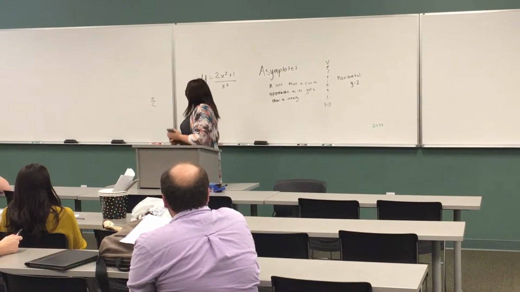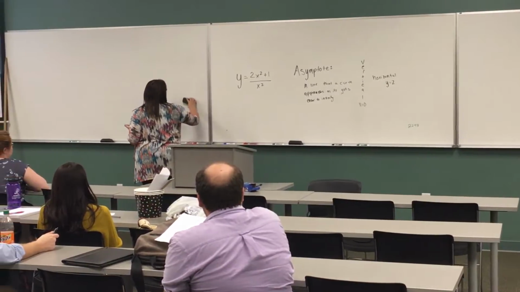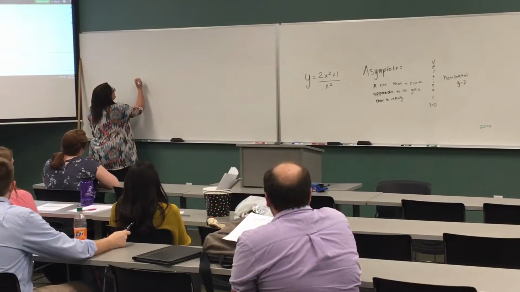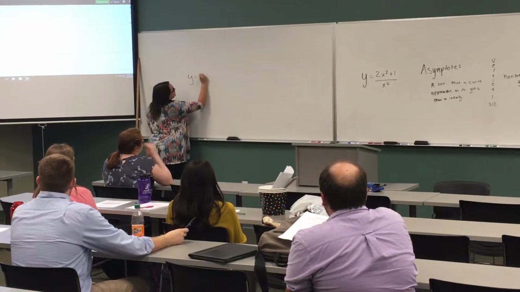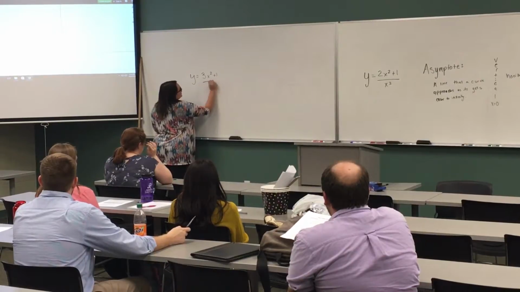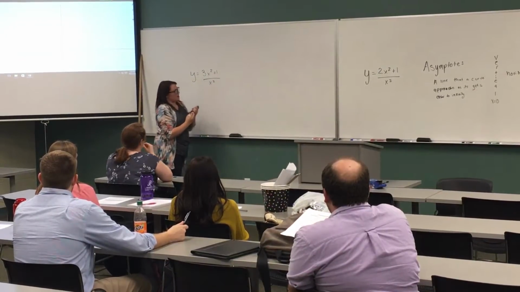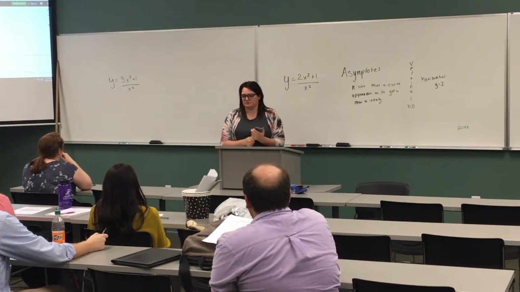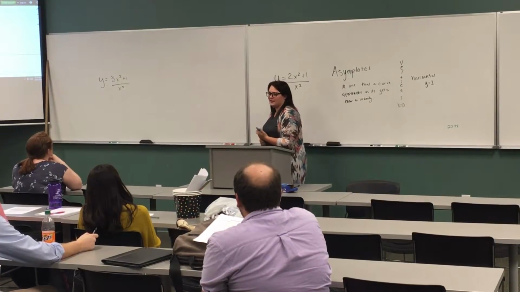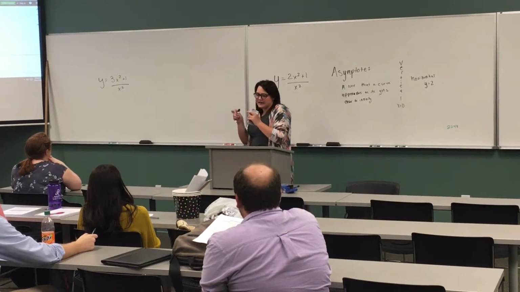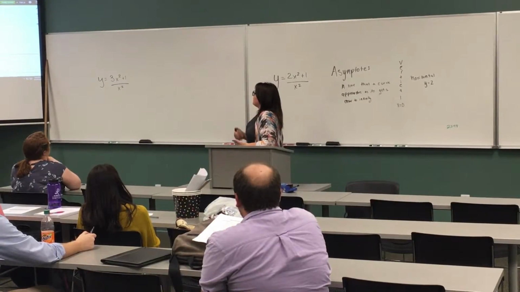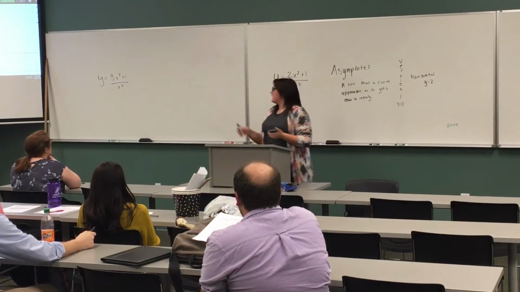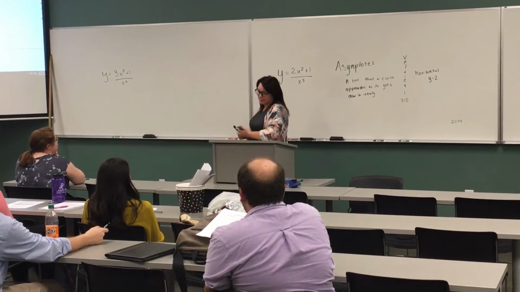So what if I gave you another function and we didn't have the graph? I'll give you something similar: y equals 3x squared plus 1 all over x squared. When you look at this equation, can you tell me what the horizontal asymptote is, just by looking at it, without graphing it? Maybe not? Zero. Well, not 0. Three. It is 3.